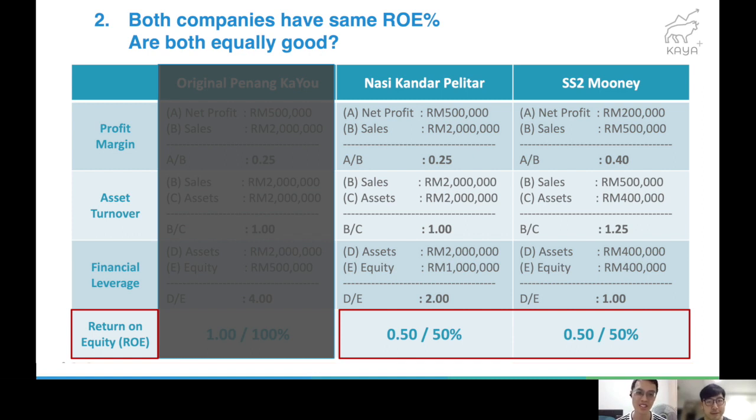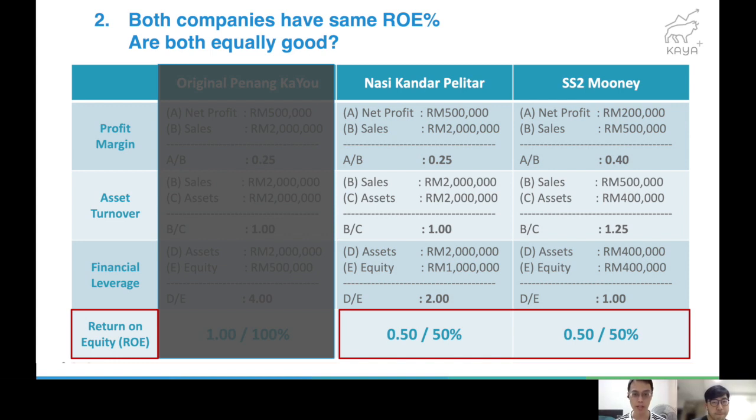Yes, you are right. Not only that, you can also notice that Muni is also able to generate more revenue per asset. It can generate 25% more with the same amount of assets if you compare SS2 Muni's asset turnover versus original Penang Kayu. Yep, and look, Muni has no liability as their asset is equal to equity. But of course, this can't be real in actual world, where in the world of business don't have borrowing or payables. Yes, we are using a fictional company as example, but you are right.